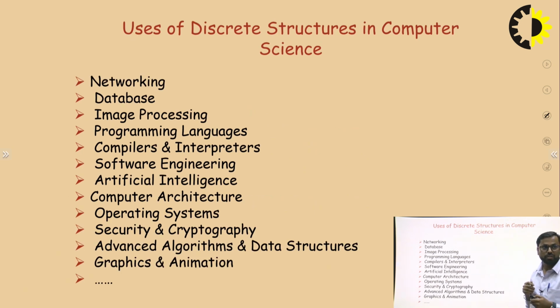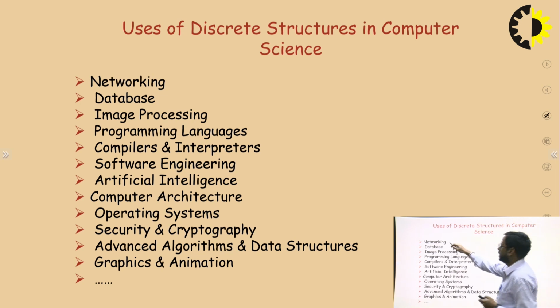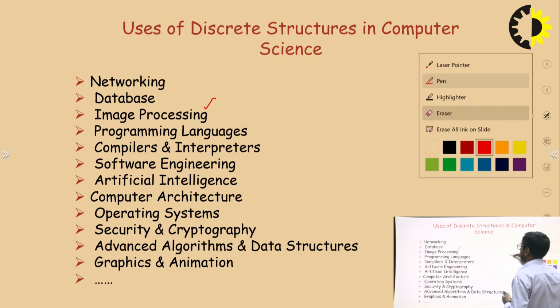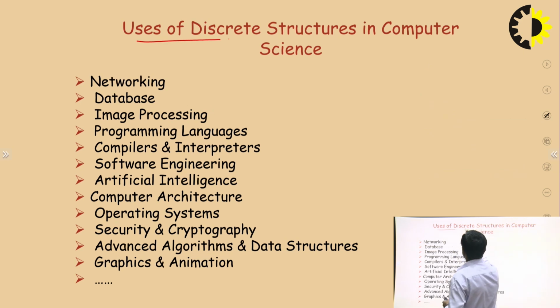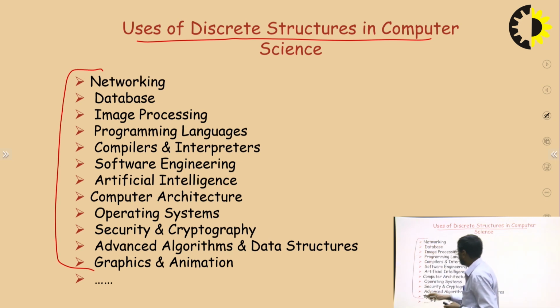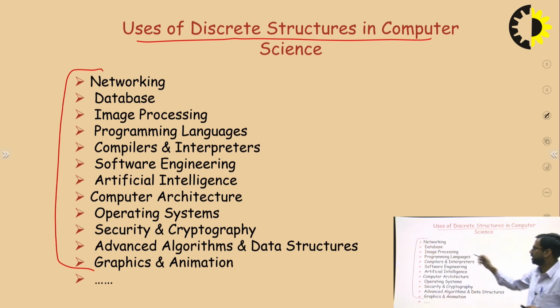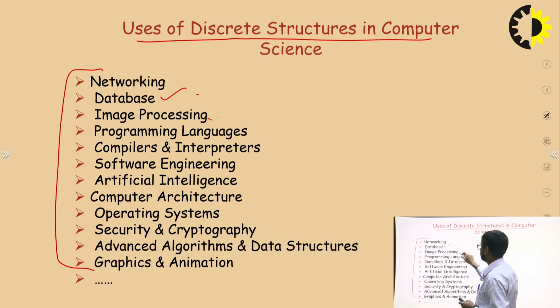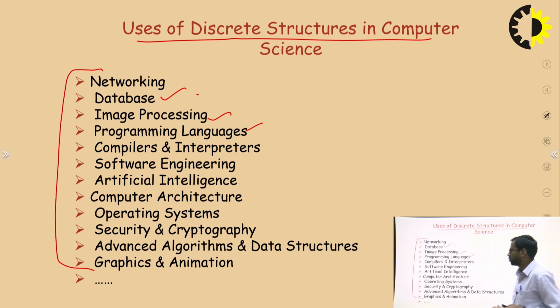A wide source of data structure and the applications that are connected to discrete structures are networking. There are many fields where we use discrete structure in computer science. Most of the time, these are the core areas where we can find discrete structure: networking, database, image processing, programming language, compiler, software, artificial intelligence, operating system. These are the main core areas where we will find discrete structures.